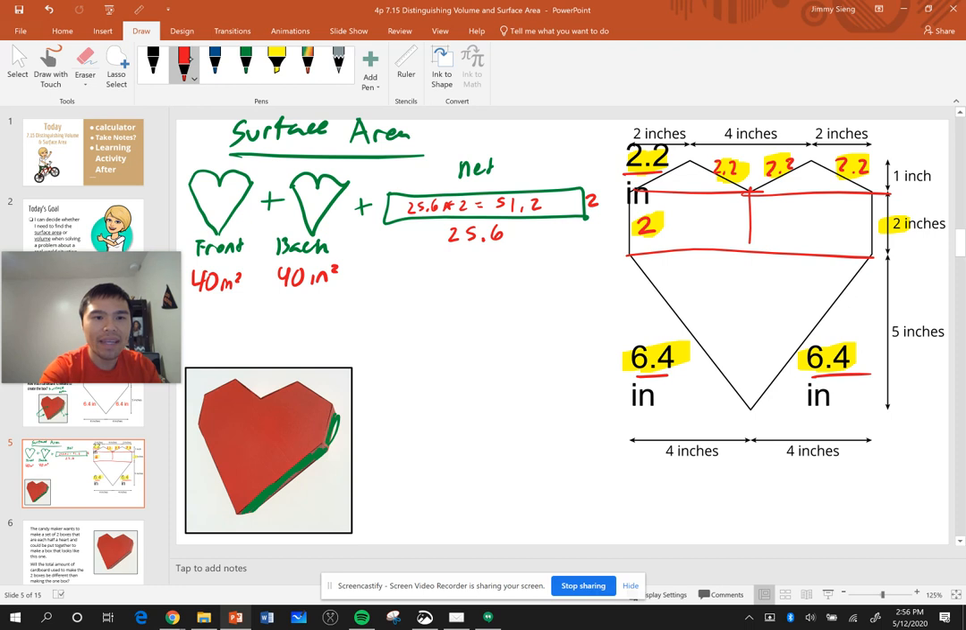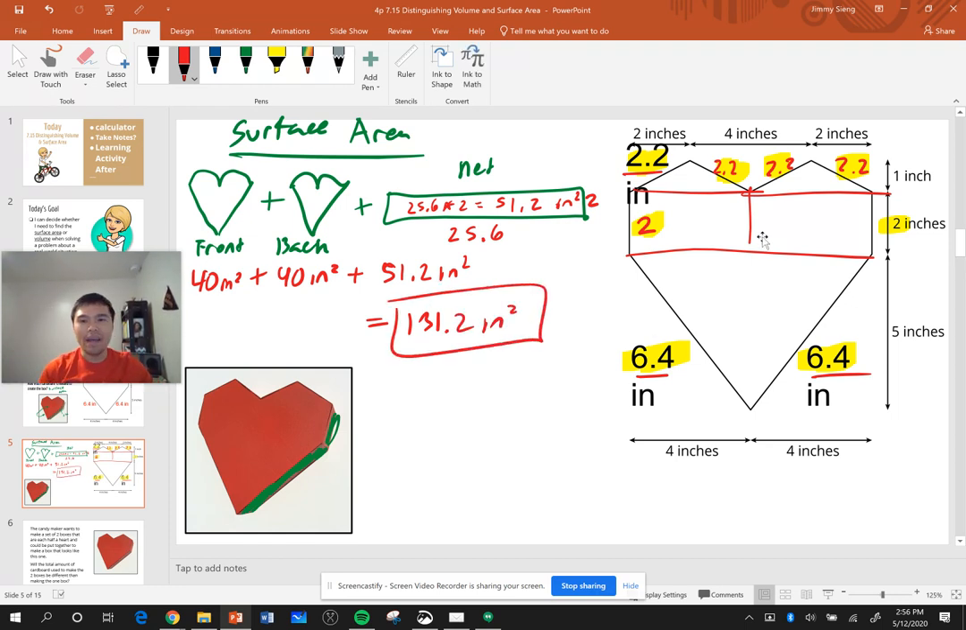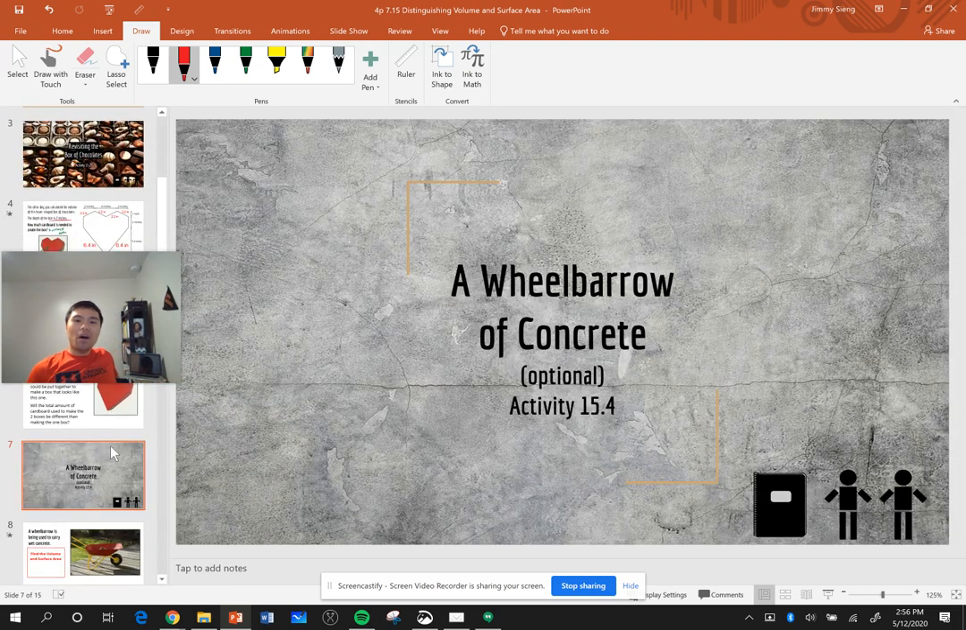Okay, so when I'm adding 40 plus 40 plus this over here, which we found was 51.2 inches squared, you add those all up, what do you get? Well, you should get 131.2 inches squared as your surface area. All right, so that is going to be the surface area of that box. Let's go ahead and do a harder problem.